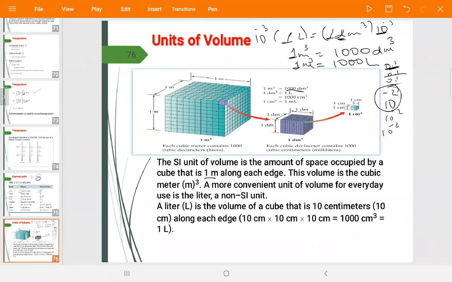You can represent this with a prefix. So 10 to the power of minus 3 liter is the same as 1 centimeter cube, right? Remember, volume is a multiple of area times length. So if you have 3 dimensions, you can easily find volume. Therefore, if you multiply centi, centi, centi, it will be equal to centimeter cube. Now, 1 centimeter cube is also equivalent to 10 to the power of minus 3 liter. So you can come up with similar derivations.